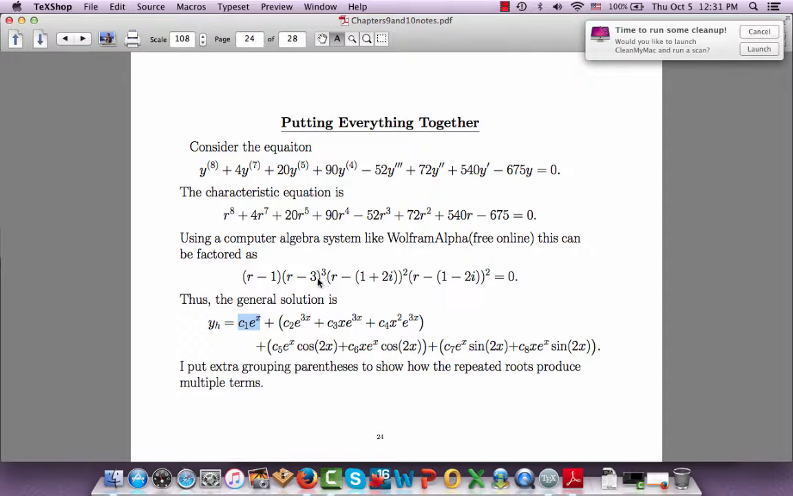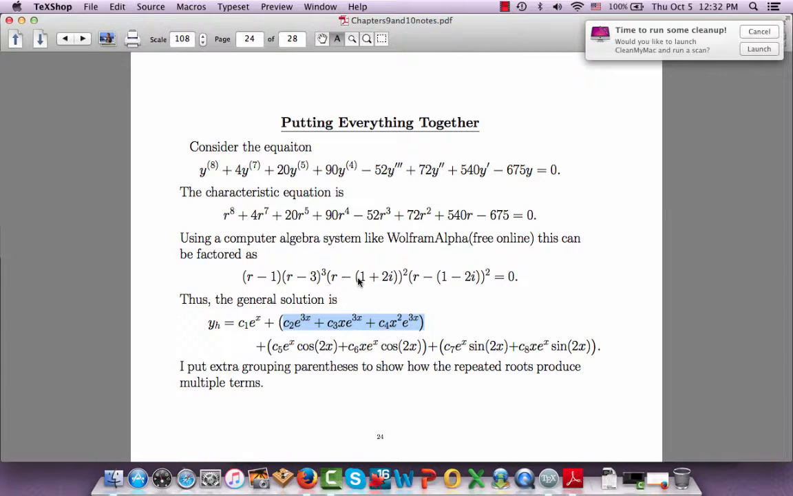The next 3 terms are going to come from this repeated real root, r equals 3. So we get e to the 3x, and every term has e to the 3x in it. But since there are 3 terms, we have a constant times e to the 3x, plus a constant times x times e to the 3x, plus another constant times x squared times e to the 3x. That's how we deal with any repeated roots.